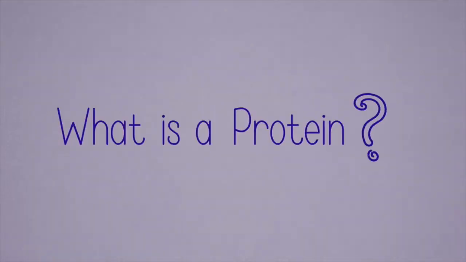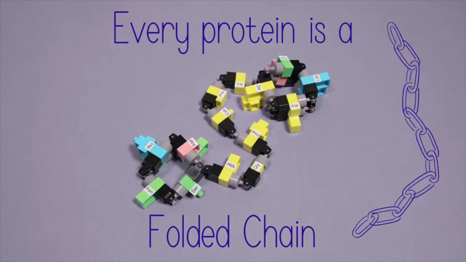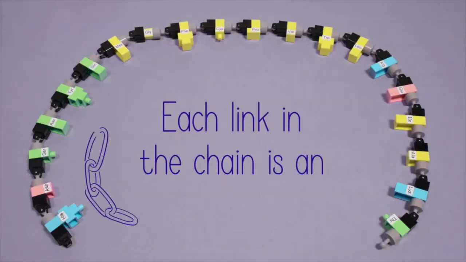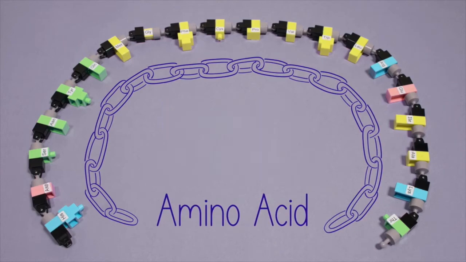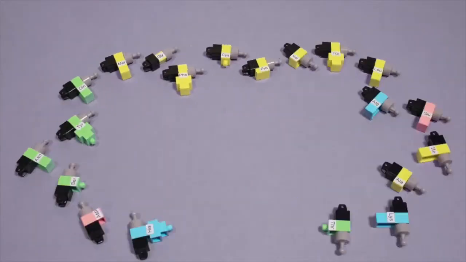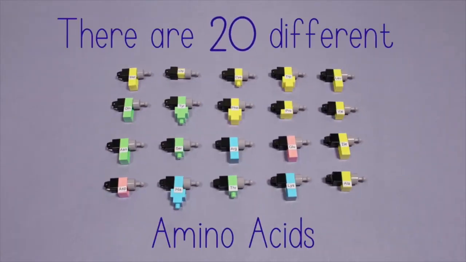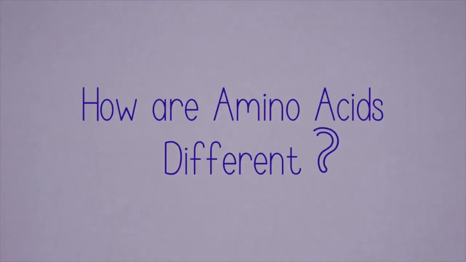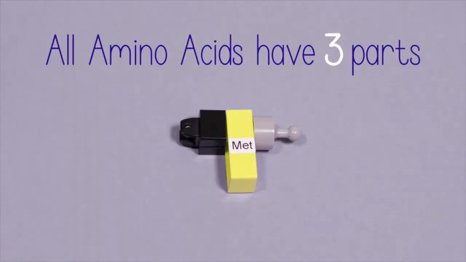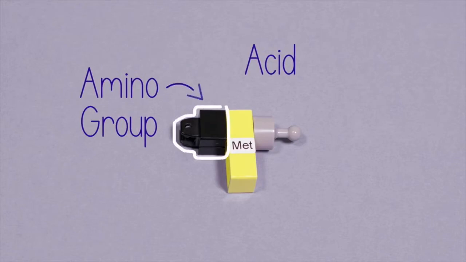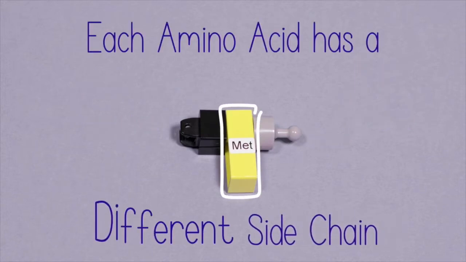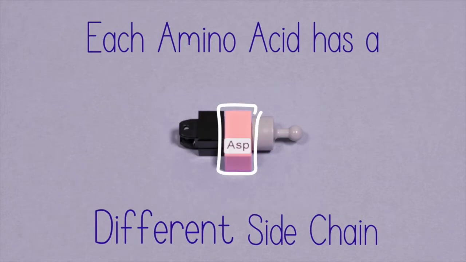What is a protein? Every protein is a folded chain. Each link in the chain is an amino acid. There are 20 different amino acids. How are amino acids different? All amino acids have 3 parts: the amino group, the acid group, and the side chain. Each amino acid has a different side chain.